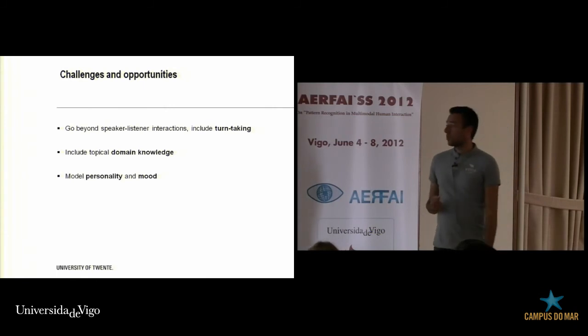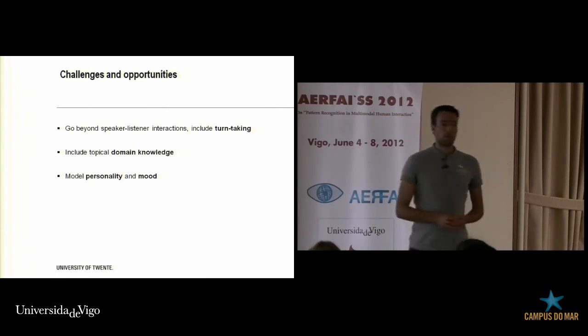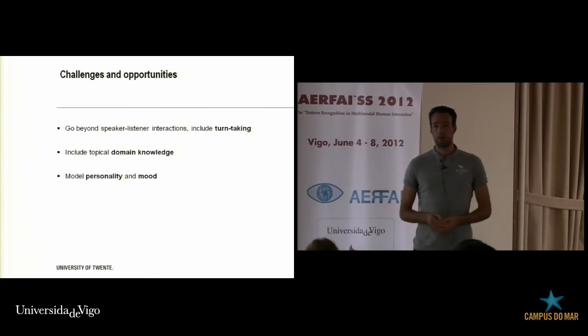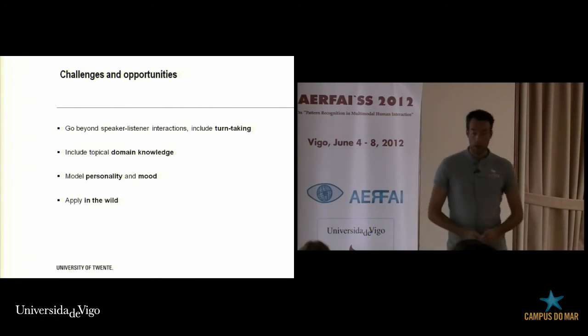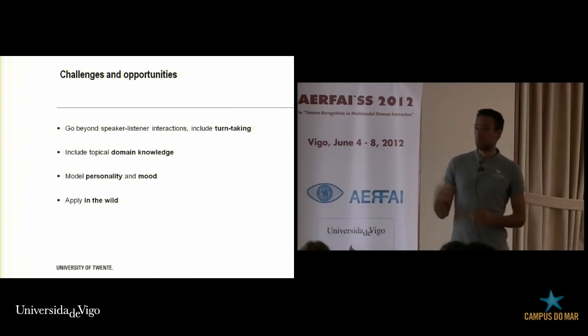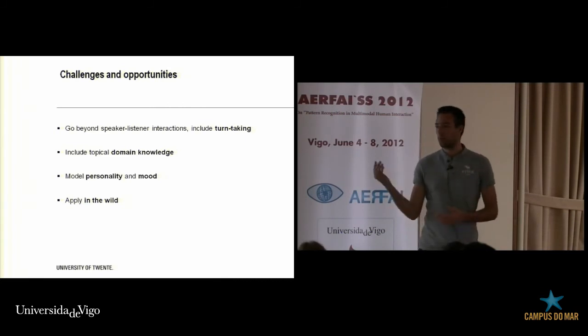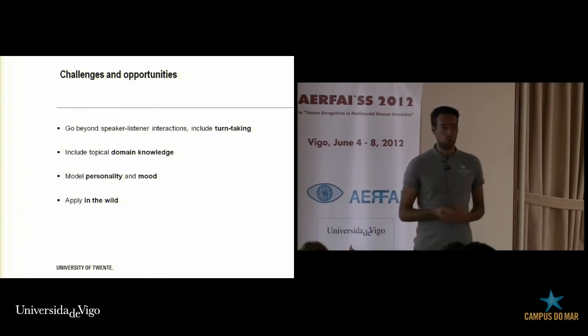Probably we'll also have to model personality and mood. You cannot have a character that is just plain static. Probably you have to have a character that is also happy sometimes, or maybe not. And we have to apply it in the wild. We have to put it in museums, we have to put it really with people on the street, we have to put it in elderly homes, we have to see how people differently than students will reply to these kinds of things.